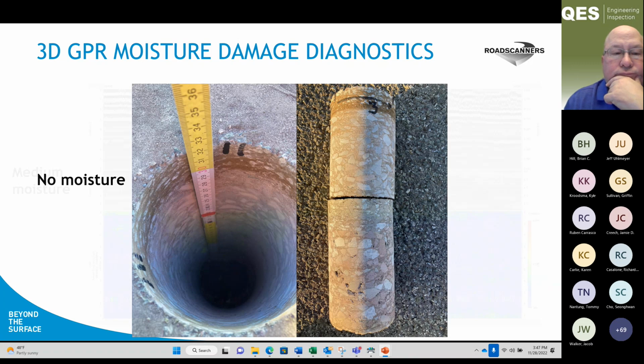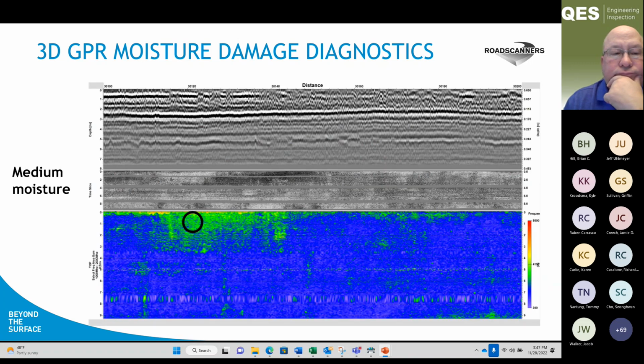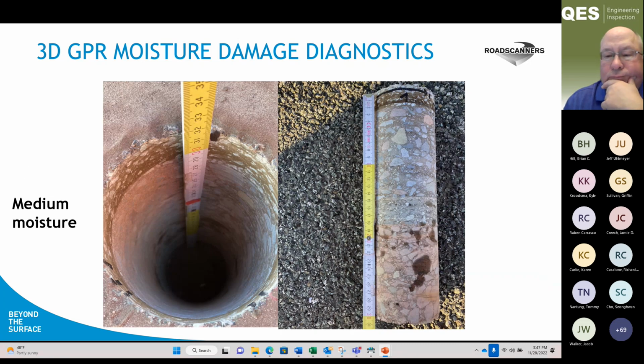Next slide is how we are now classifying slight damage or slight moisture content, what we call medium moisture content, and if you take the next slide, you can find the drill core, and here you see it partly. This is like a warning right now, that once you start to see that, you should go.